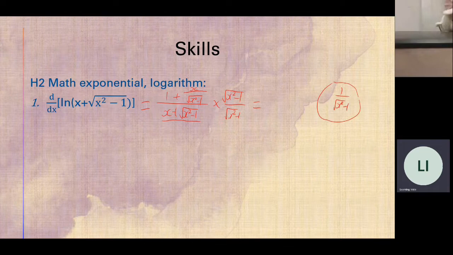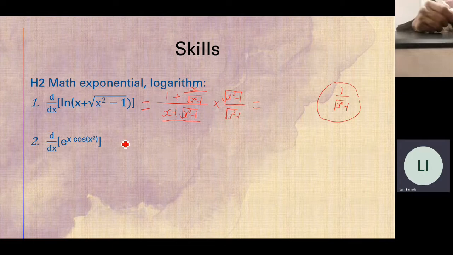Now, exponential, e power x cosine x squared. Same thing, differentiate outside and inside. We know that in exponential, you get the same function. So again, what I like to do is write down the same function, then differentiate the power. Now we have a product rule. First come, first serve. Differentiating x gives us 1, so cosine x squared.